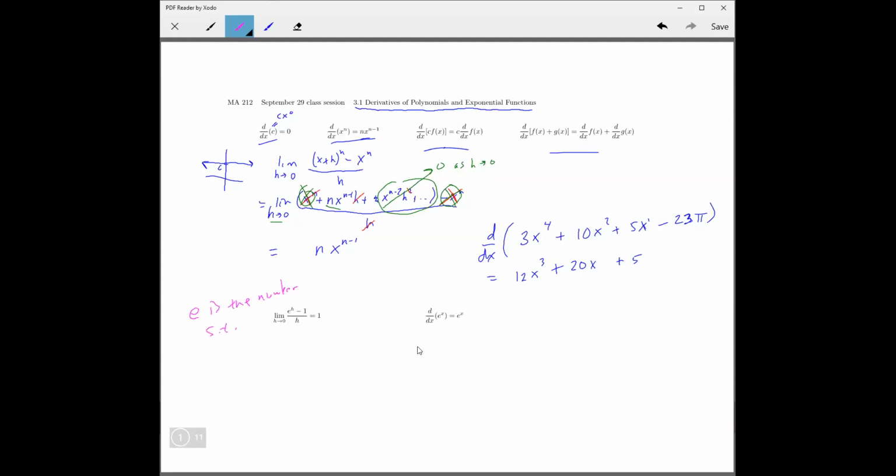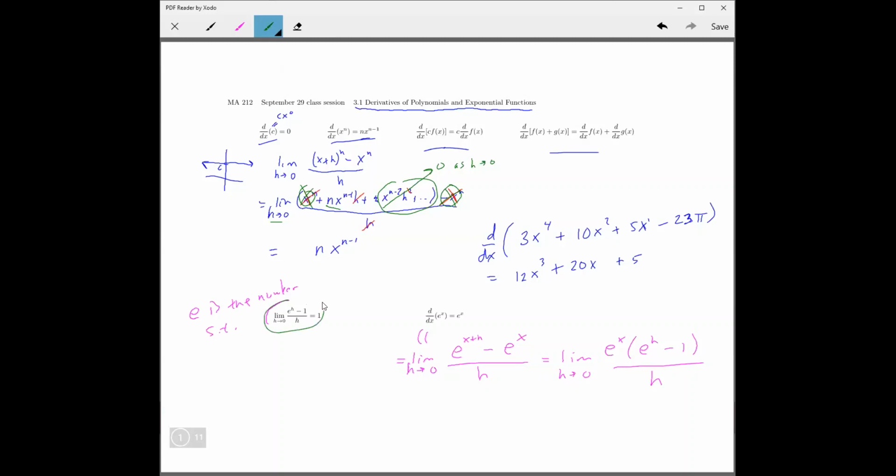Now, with that definition, what happens when you take the derivative is that it's the limit as h goes to 0 of (e to the x plus h minus e to the x) all over h. And e to the x plus h is e to the x times e to the h. So we can factor e to the x out, and we have (e to the h minus 1) all over h.